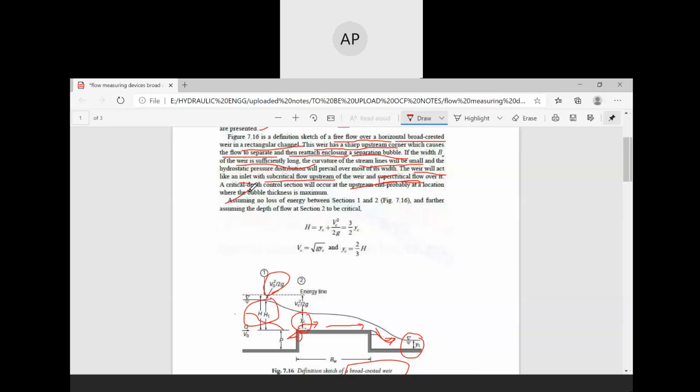Assuming no loss of energy between section 1-1 and 2-2, we can calculate from the energy equation the total head H1 = Yc + Vc square by 2g = 3/2 Yc. Okay, what happened? Wait.